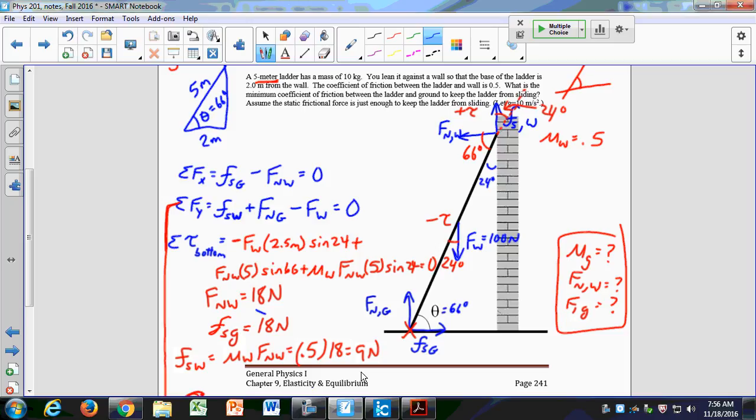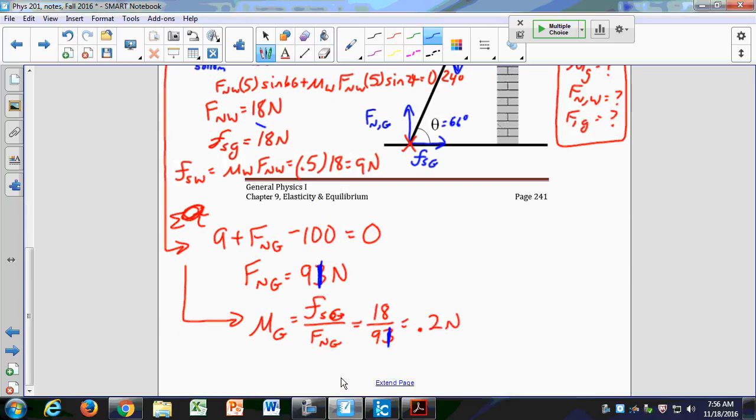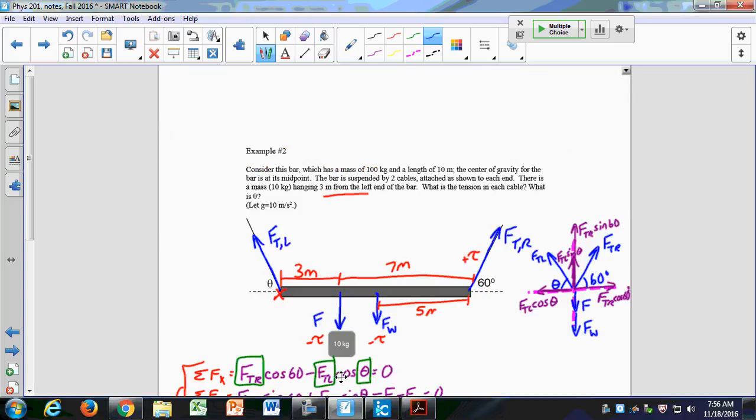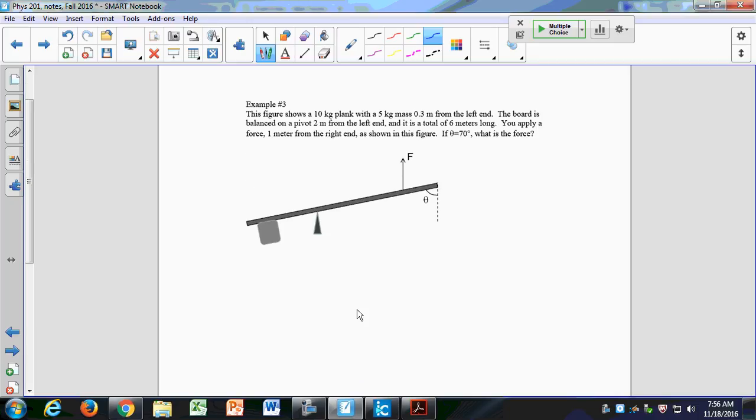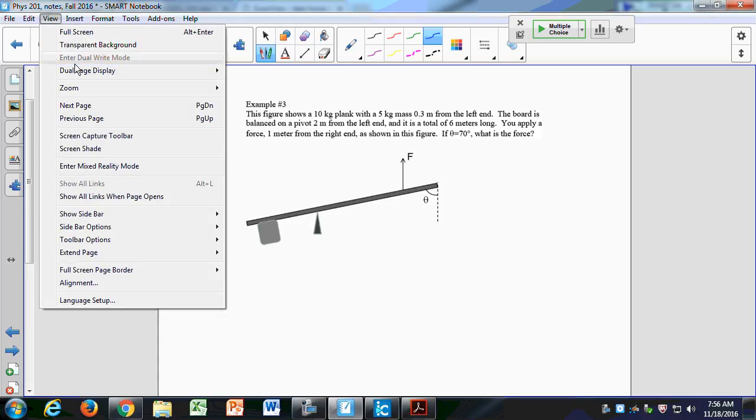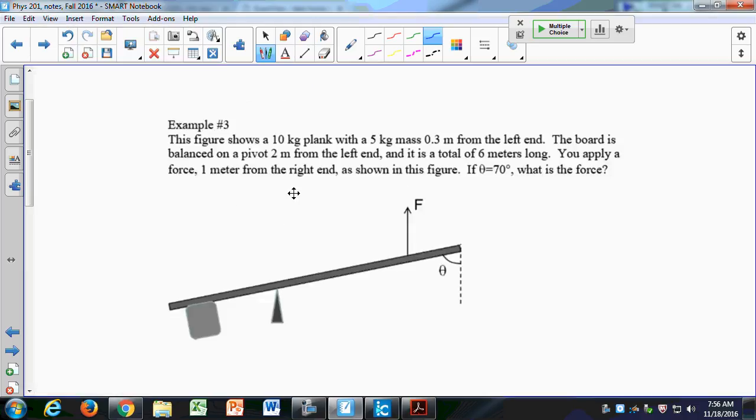Let's look at one other one. It's going to be similar to your take-home. This one right here shows a 10-kilogram plank, and I want to know what is this force F if you know that you have this 10-kilogram plank with a 5-kilogram mass there, and it balances on a pivot that's 2 meters from the left end, and it's a total of 6 meters long. What is the force F that's required to hold this into place?